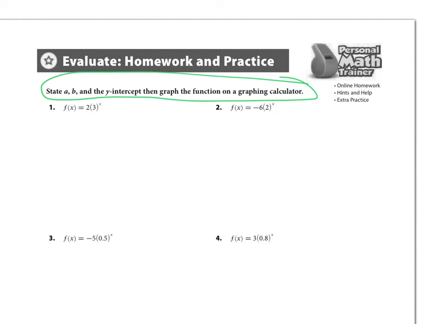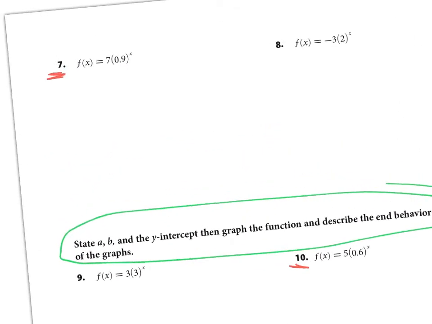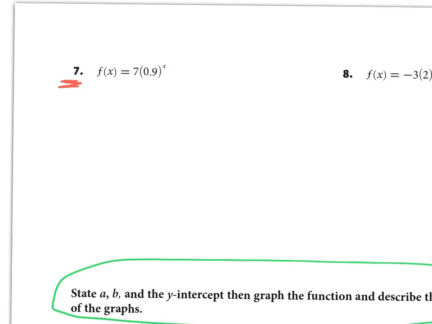All right, 15.4 homework. State A, B, and y-intercept and graph the function on a graphing calculator. So this is pretty straightforward here. We're going to go to problem number, I believe it is, yeah. Okay. So what is A? A again is our zero term. So in this case, A is 7.